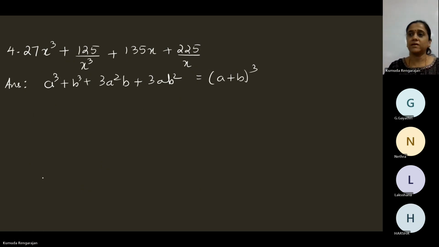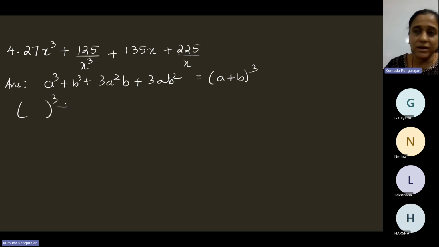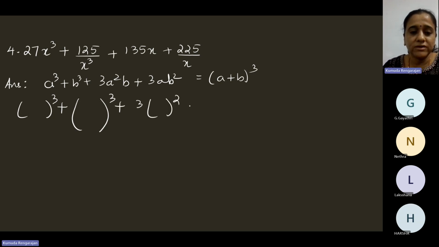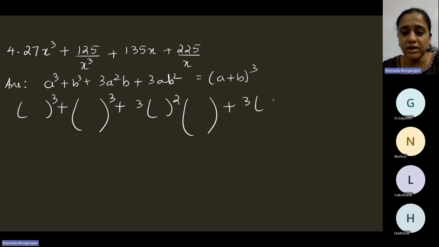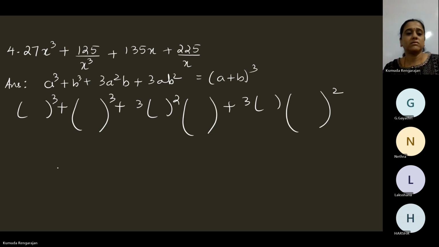Okay. So now we'll have to present the given expression in this form. So a cubed plus b cubed plus 3a squared b plus 3ab squared. All right. Okay. So what is a?